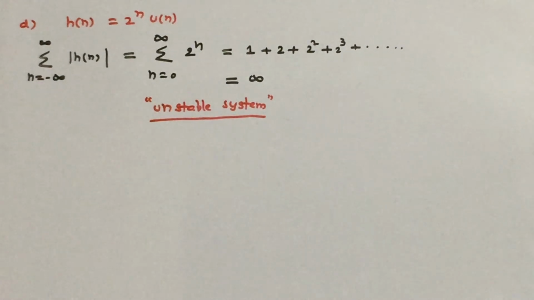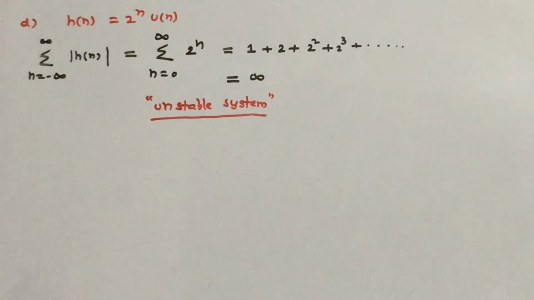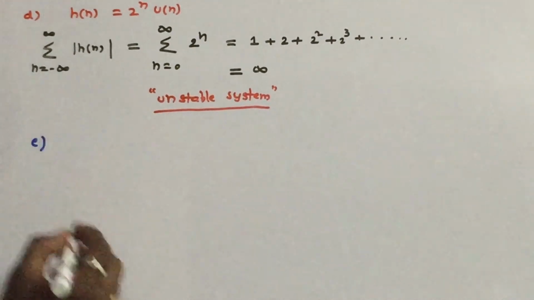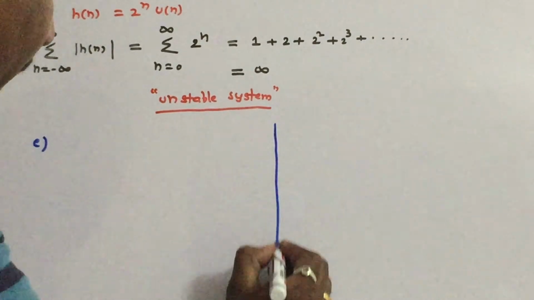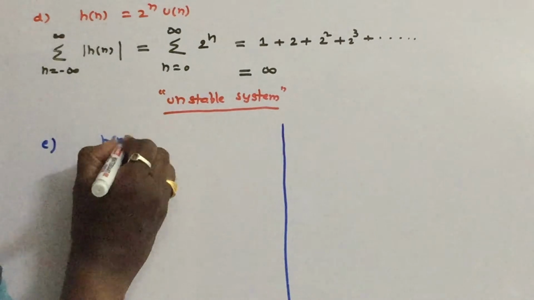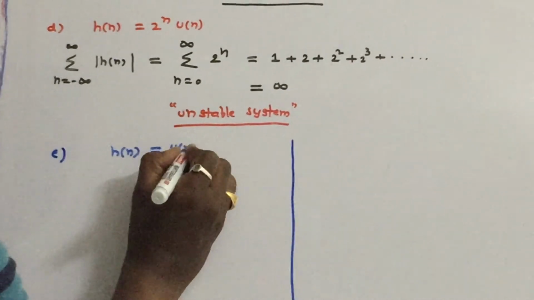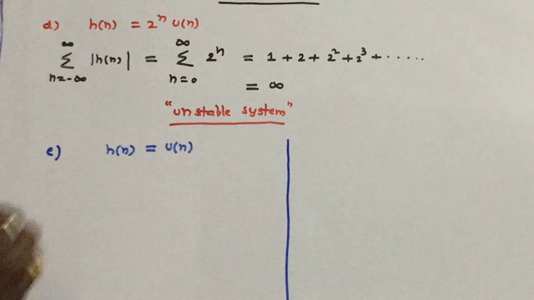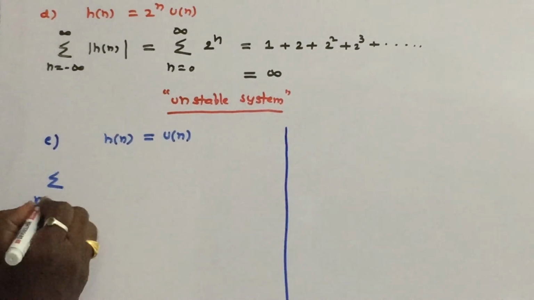So let us see question number E. What is the impulse response? h of n is given as u of n. So let us check out the condition.